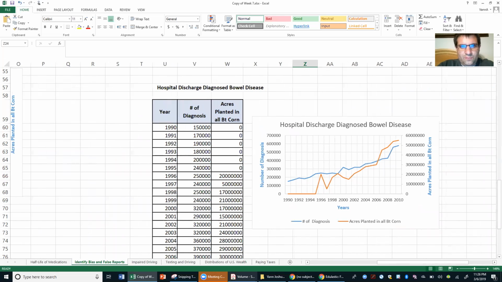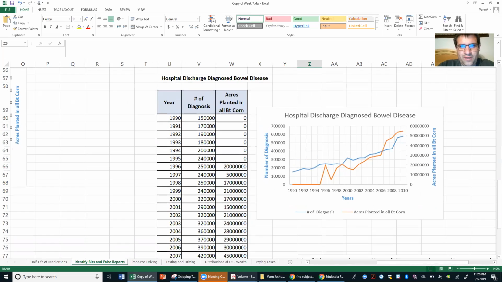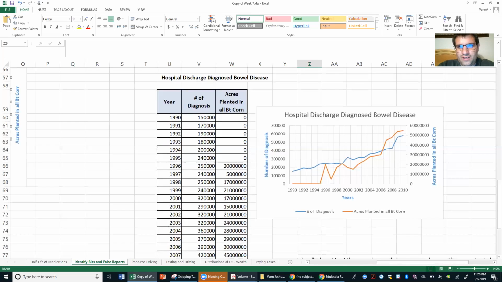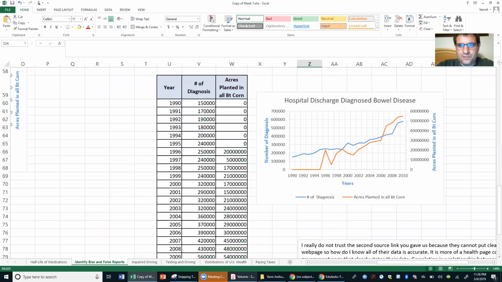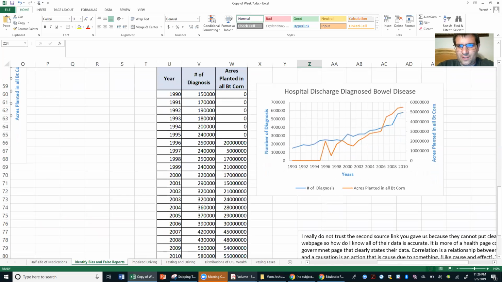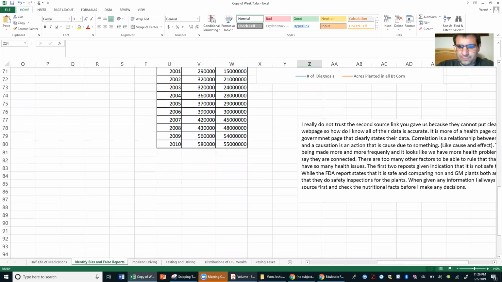And then we also compared the hospitalizations, the discharge diagnosis of bowel disease, and we used a line graph for this one. And we also compared each of the years, with the diagnosis and the amount of acres, how many acres of corn were grown.